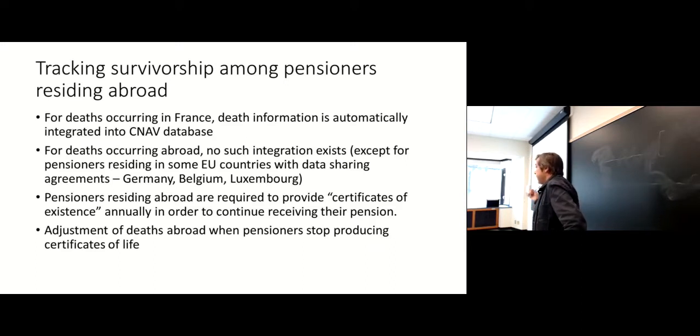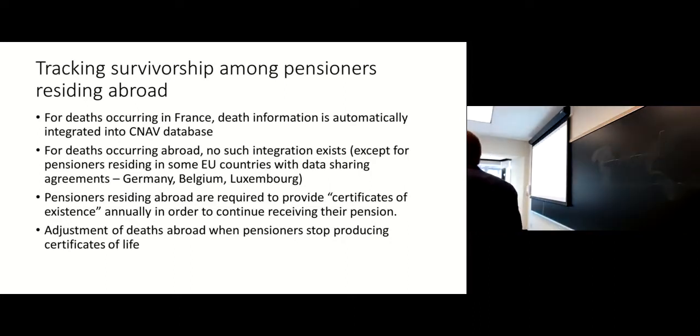So as soon as there's a death happening, there's this gigantic database of national identities in France, and it's updated every day. So as soon as the person died, that information is connected with the pension system, and the pension payment stops.